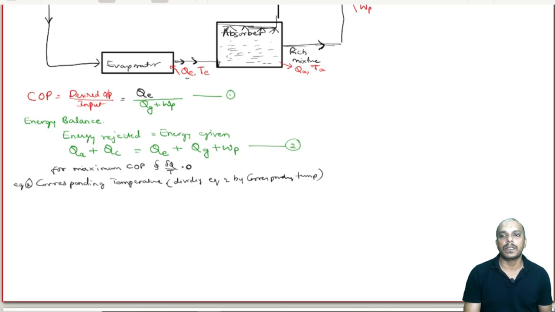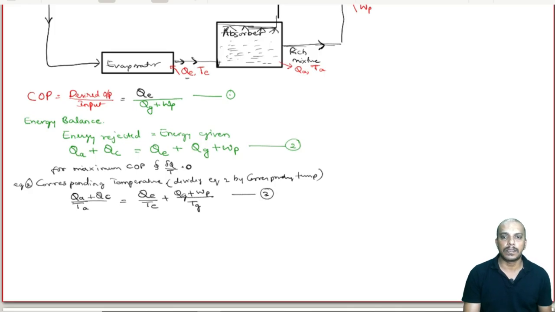If we divide this by the corresponding temperature, we know that QA is happening with respect to the temperature of the atmosphere. Even QC, the condenser, is rejecting to atmospheric temperature. So instead of this, I can write QA plus QC by TA, that is also fine. Now QE, that is at evaporator temperature TE, and this can be written as QG plus WP divided by generator temperature. Let us call this equation 3.